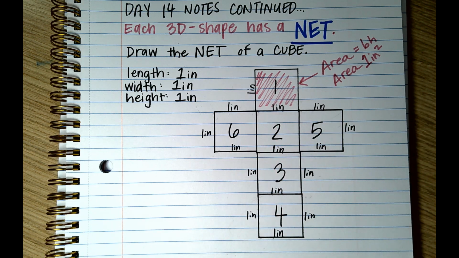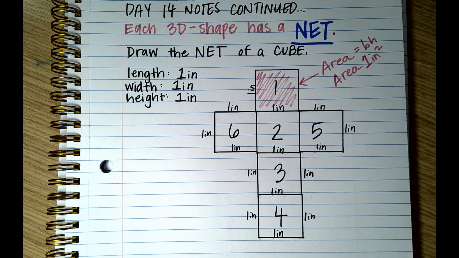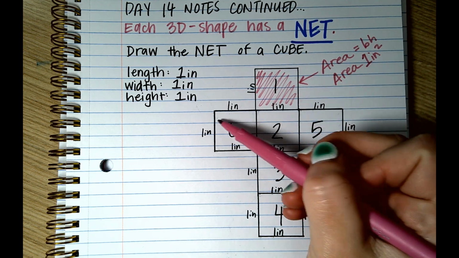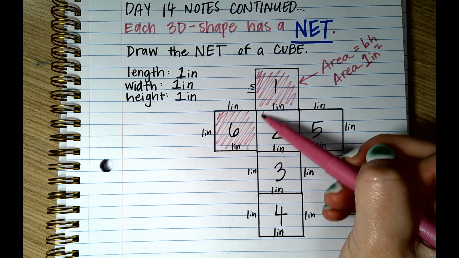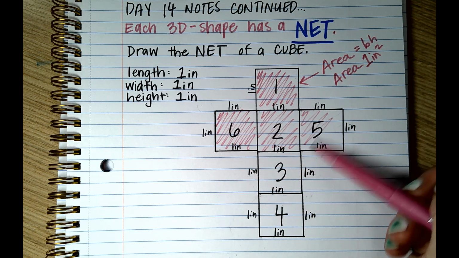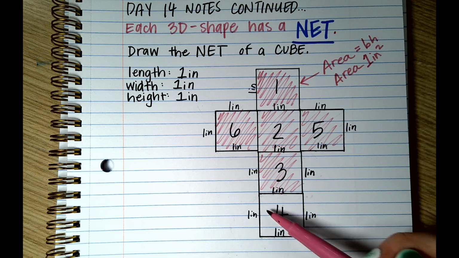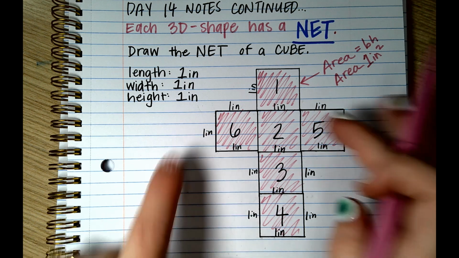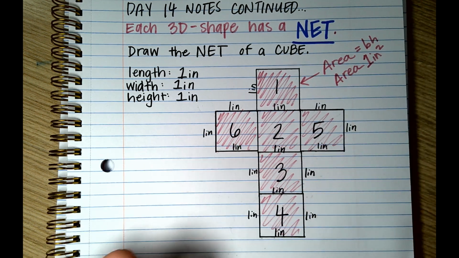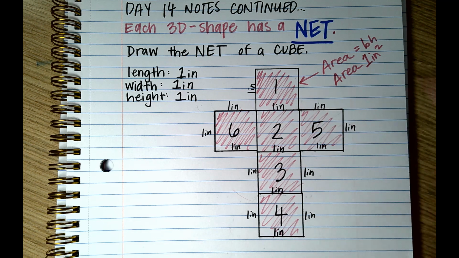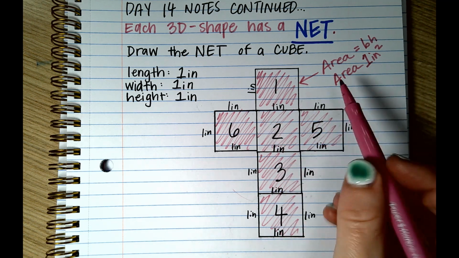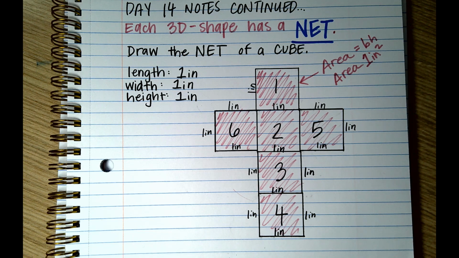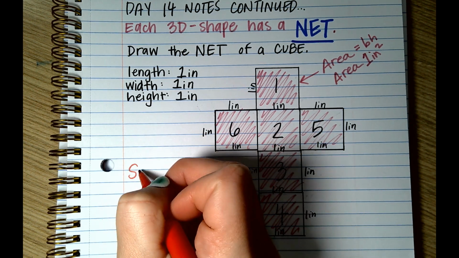Since all of these squares are the same, how could I find the total area of all the squares together? Yes, Shayna. What if you did 1 times the number of boxes? Yes, you're just going to take 1 times the number of boxes, or the number of faces. So how many faces do I have here? 6. So what we're going to be finding here is called surface area.